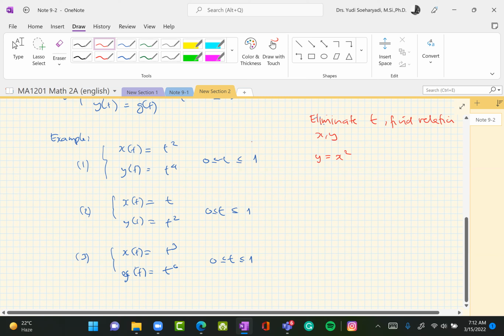Okay, so the graph looks like this one. Well, you know that y equals x squared is a parabola, but then you start from 0 here. So you start from here, and you end up with t equals 1. So this is 1, 1. And in between, you're going in this direction. So actually the curve is this one. So this is a part of the parabola.